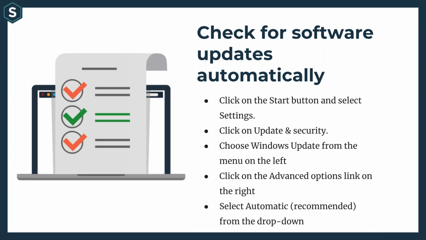Check Give me updates for other Microsoft products while I update Windows. This will install any updates for other Microsoft products, such as Microsoft Office. And do not check the Defer Upgrades option. This will allow for downloads to proceed as soon as they are available and will ensure that any security patches are installed without delay.